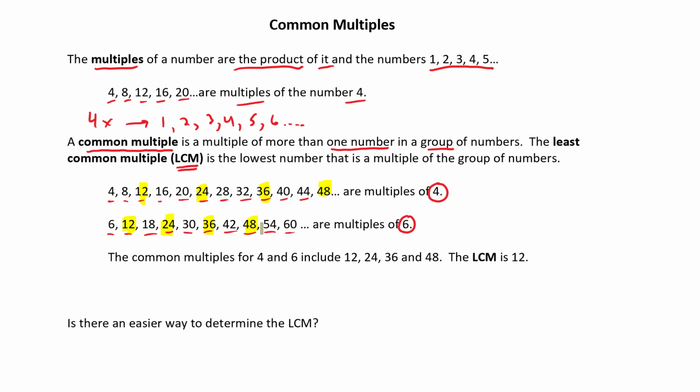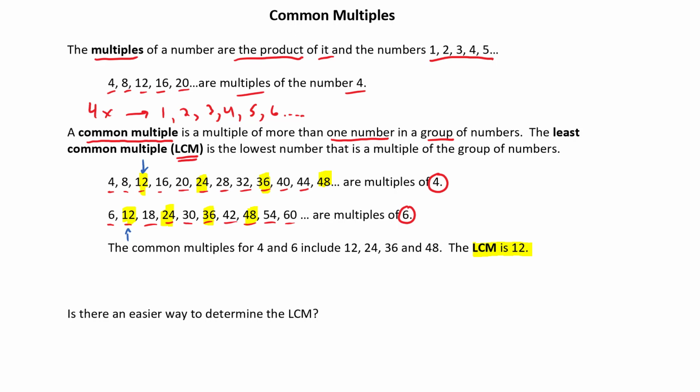But only one of them is the lowest. Which one's the lowest? 12 is the lowest common multiple. You can see it here. It is the lowest number between all of them. If you had to do this every time you had to find a common multiple, this would take a lot of effort. So there's an easier way to do it. I'm going to do it right now, and then I'm going to explain it.